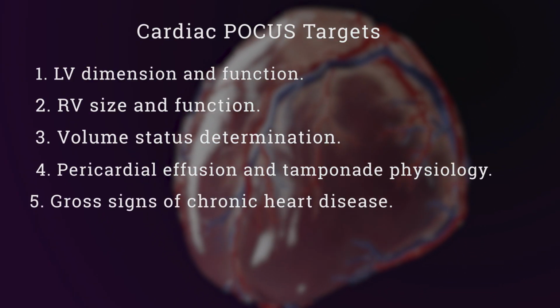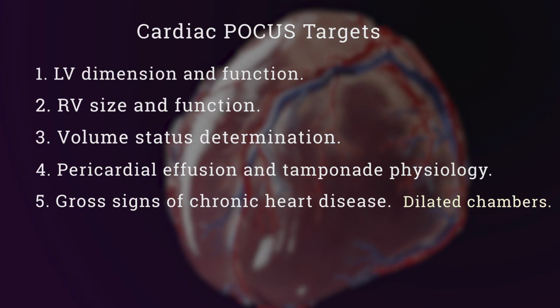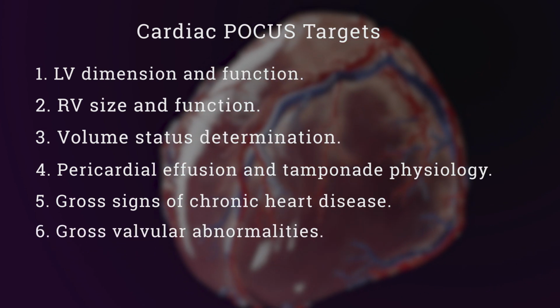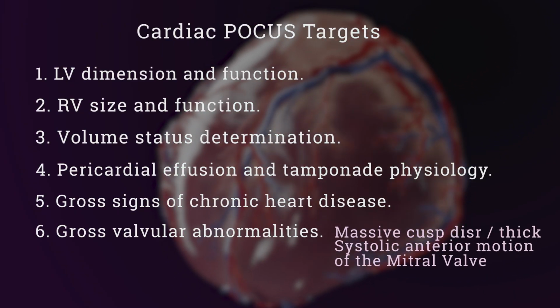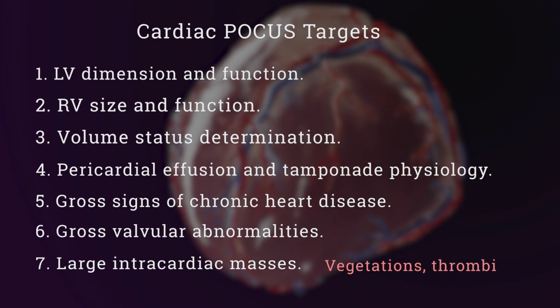Gross signs of chronic heart disease. This will include the dilated left atrium, left ventricle, right atrium, right ventricle. This also includes a grossly thickened myocardium, which can involve any of the ventricular chambers. Gross valvular abnormalities. This entails leaflet or massive cusp disruption or marked thickening. The presence of flail or anatomic gaps. It also includes the presence of SAM, large intracardiac masses, which include valve vegetations or visible intracardiac or inferior vena cava thrombi.